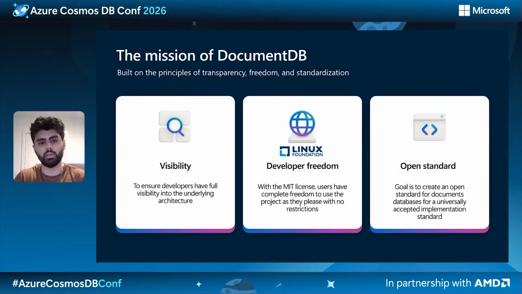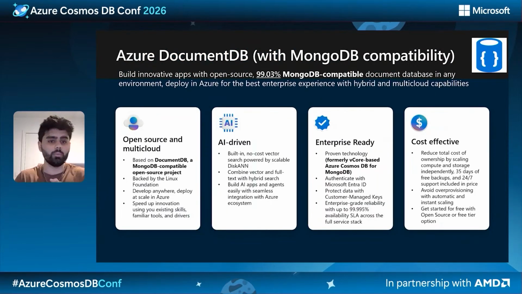The mission of Document DB is that it's built on principles of transparency, freedom, and standardization. Visibility: we want to ensure developers have full visibility into the underlying architecture. That's why, with the MIT license, users have complete freedom to use the project as they please with no restrictions. It is an open standard. The goal is to create an open standard for Document DB databases for a universally accepted implementation standard. All right, so based on Document DB's popularity, we thought, let's also build an Azure first service built on this open source Document DB, and we call it Azure Document DB with MongoDB compatibility.